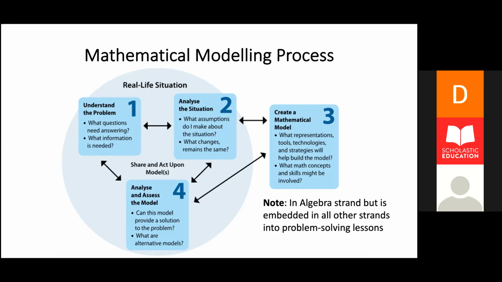So for instance, we want the students to understand the problem. So we may present the problem. We may want to clarify with them what is being asked, what information they need. Then we need them to analyze the situation. So within that context, what assumptions can they make, and what changes and what remains the same? Then from there, they create a mathematical model. Now, looking at this realistically, because this is the mathematical modeling process that is the same right through all the grades, they're not going to be able to create their mathematical models right off the bat. They're just not. So what you can look at in this sense in grades 1 and 3 is you're going to start by creating a mathematical model together.